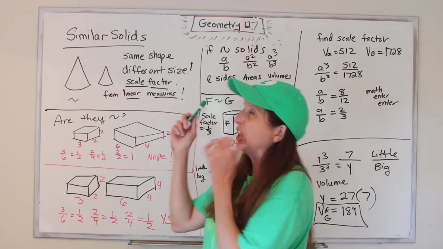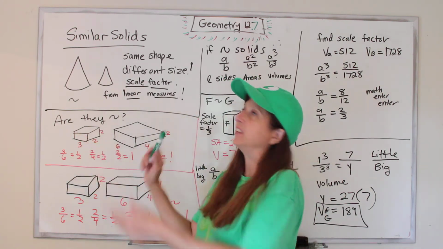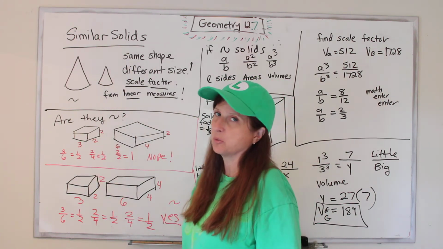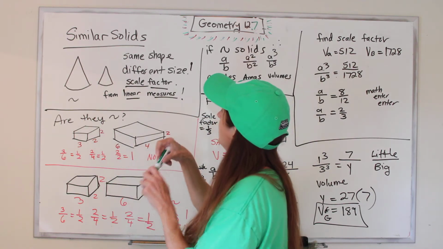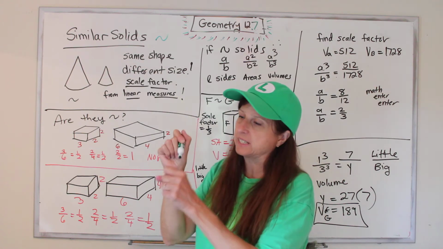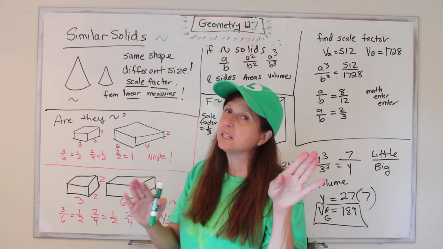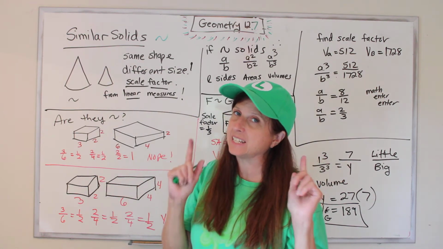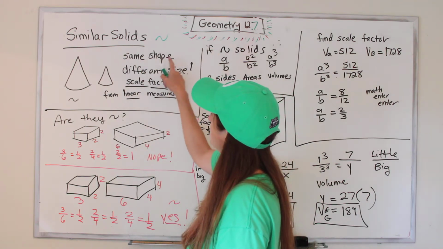Now then, you still need to take your last test, but this is the last video. Okay, so similar solids. Remember, things are similar, a little symbol for it, if they have the same shape but a different size. Not congruent, that's when they're the same size and shape. This is same shape, different size.